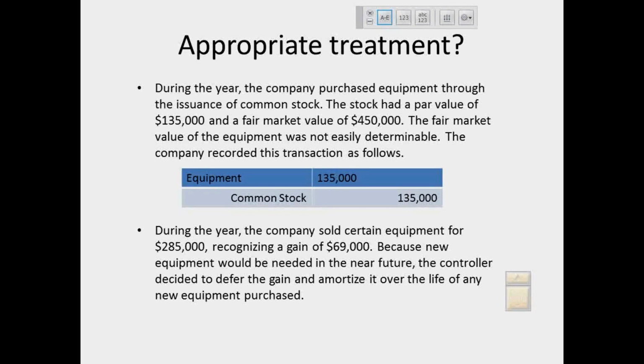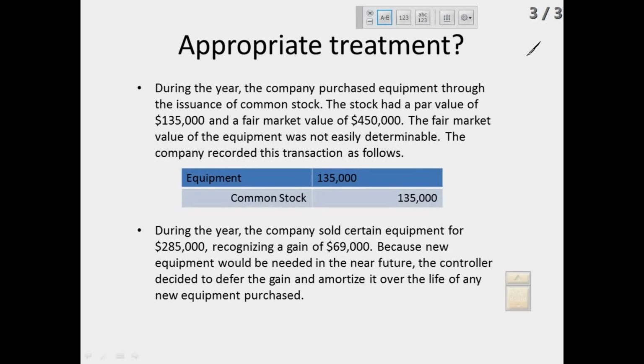Yes? Okay, why is that right? What principle is guiding your answer? Historical cost. Well, okay. Anyone disagree? Yeah, what do you think? Okay. So, is your answer consistent with historical cost? It is. Okay. So here's the thing.